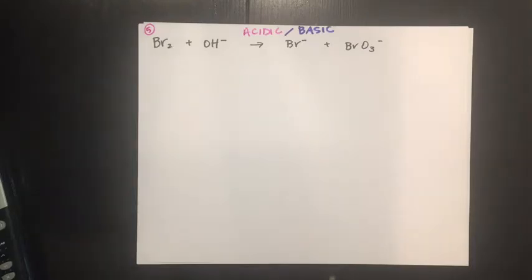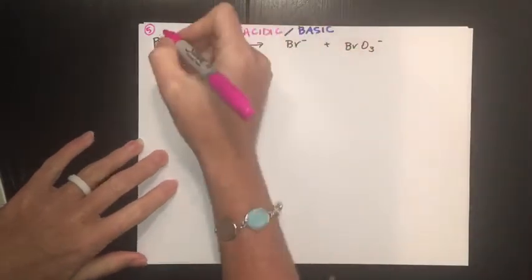Okay, this reaction is weird, and we're going to balance it in both acidic and basic solution. The reason this is weird is that this is a disproportionation reaction. What does that mean? Let's go through and identify all of our oxidation states.